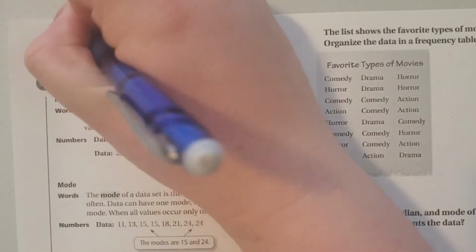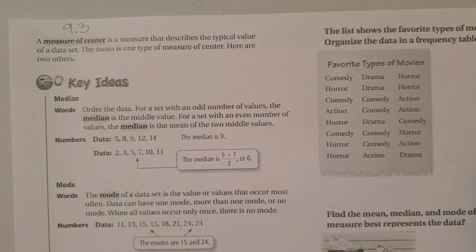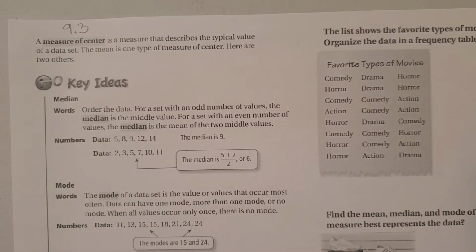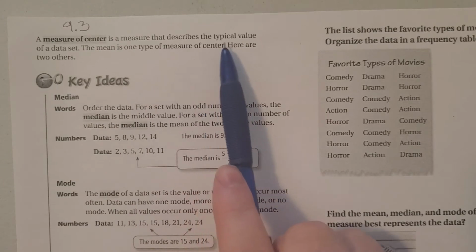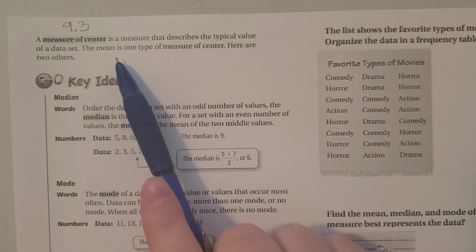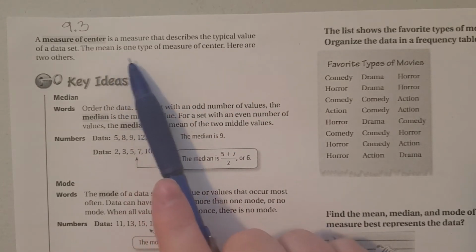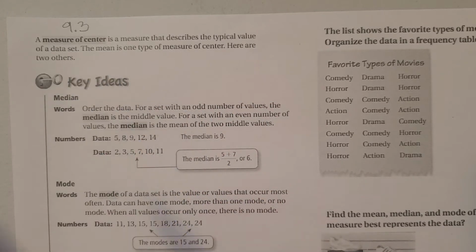This chapter is all about median and mode. So we already learned about mean, and the other two measures of center are called median and mode. A measure of center is a measure that describes the typical value of the data set. So that means kind of the average. The mean is one type of measure of center. Here are the two others.